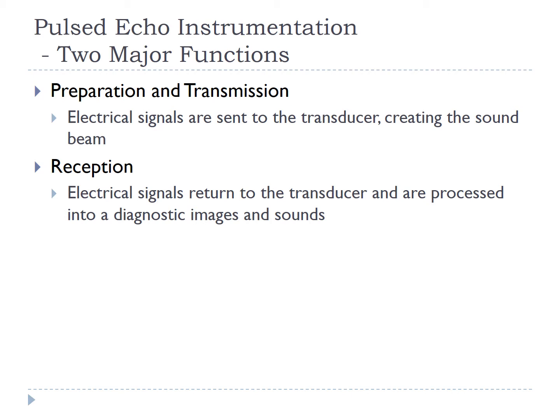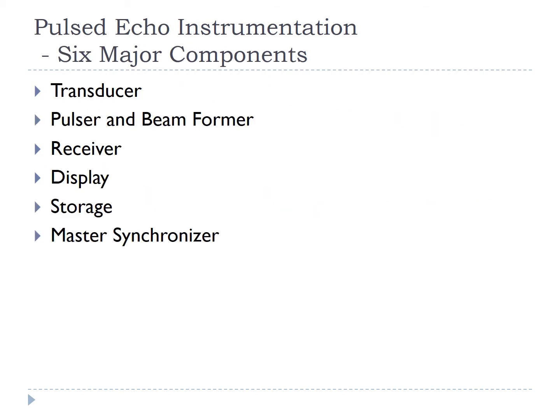Because we do use pulse waves, our ultrasound machines are called pulsed echo instruments. These types of machines have two major roles. The first is to prep and transmit the sound beam, and the second is to receive the sound beam back and display it. There are 6 major pieces to the pulsed echo instrument. They are the transducer, the pulsar and beamformer, which both create the transmitter, the receiver, the display, storage, and master synchronizer.